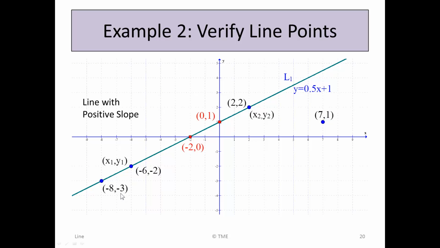Therefore, the point (-8, -3) is on the line. And if we look at the graph here, we can see that (-8, -3) is actually on the line. So it does satisfy the point. The point does satisfy, it is on the line y equals 0.5x plus 1.